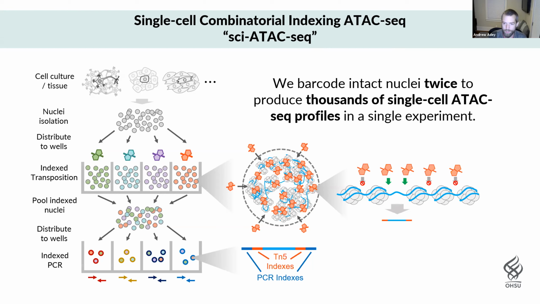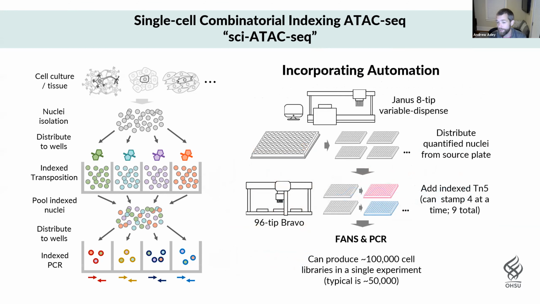So we wanted to go a little larger, and with that, we started using automation. We use an 8-tip variable dispense liquid handling robot to distribute nuclei to these source plates, from source plate to a bunch of tagmentation plates, and it dilutes them to the appropriate number of nuclei per well, appropriate concentration. And then we use a 96-tip instrument to actually stamp the tagmentation plates, the tagmentation indexing reagent, into the wells of these plates.